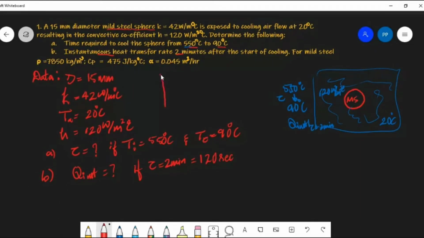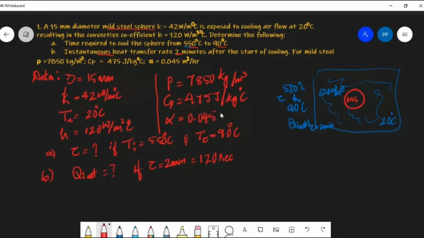So the other properties of the mild steel are given as rho equals 7850 kg per meter cube, then Cp equals 475 joule per kg degree Celsius, and alpha equals 0.045 meter square per hour. Okay, these are the data given.